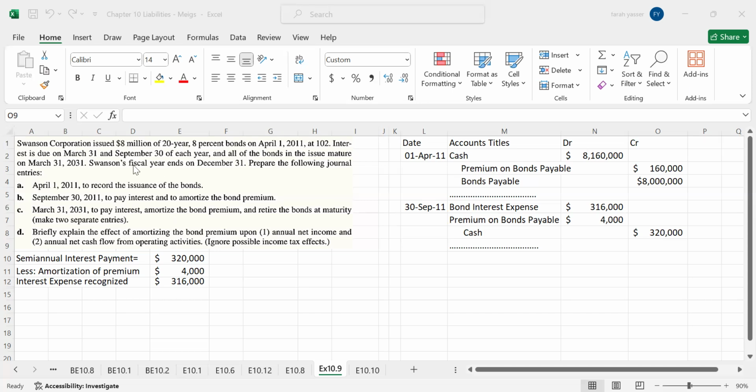After the fiscal year ends on December 31st, we are going to record this entry for 3 months, January, February, and March. So these amounts will be calculated for 3 months.